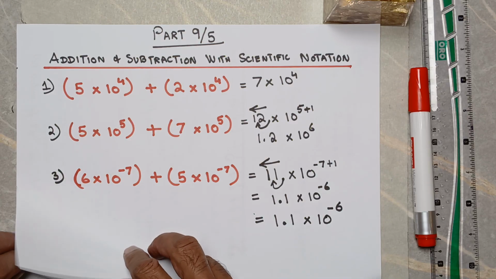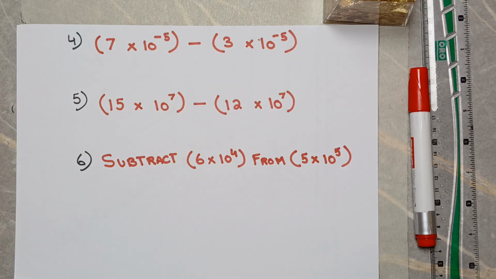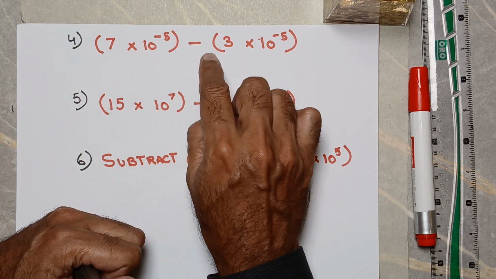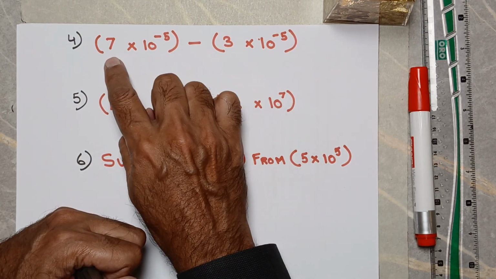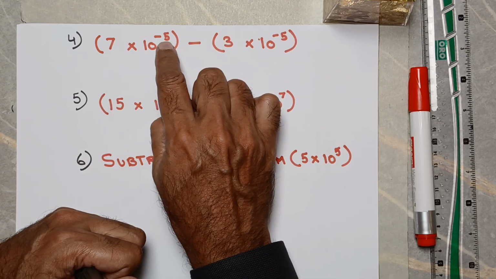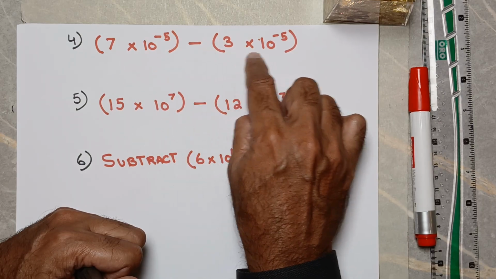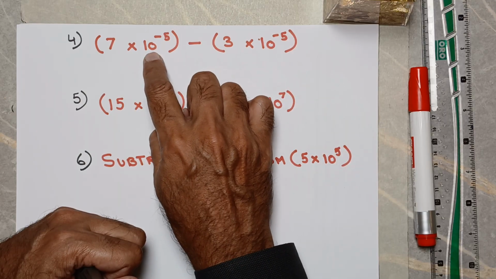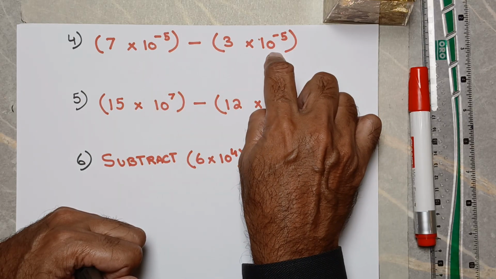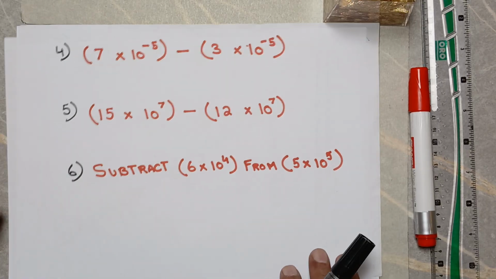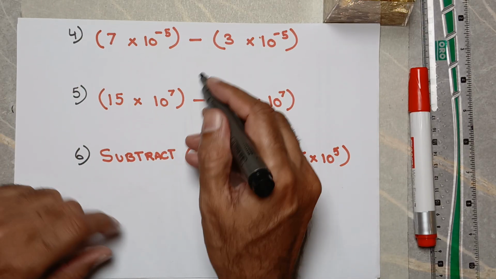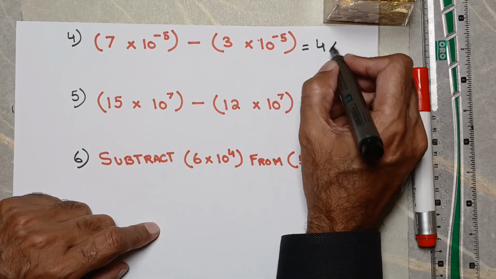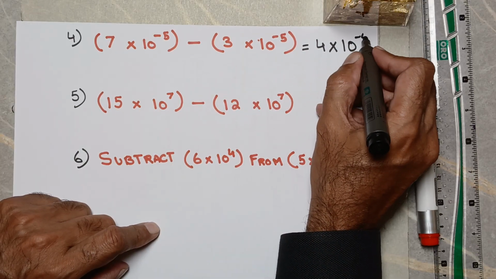Okay, let me change the page. Here I have question number 4. Here it is a subtraction problem. We have 7 times 10 raised to the power minus 5 minus 3 times 10 raised to the power minus 5. Again, look at the power of the exponents. Here it is the same and here it is also the same. So we will simply write it as 7 minus 3, which gives 4 times 10 raised to the power minus 5.